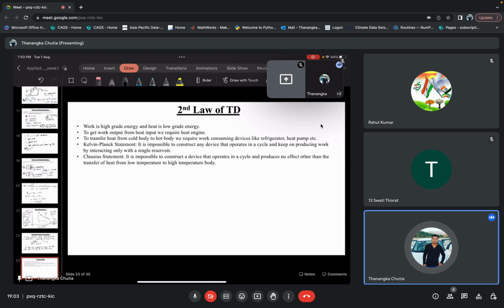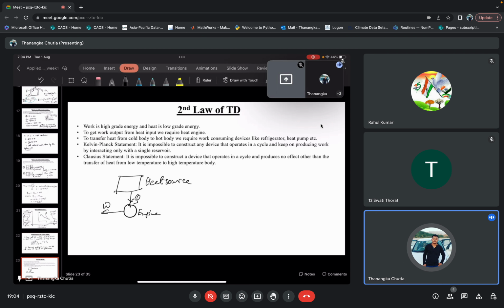So this is the first point, which I have already told you, that work is a high grade energy and heat is a low grade energy. Now I have told you that if you heat something, the work output will not come suddenly. Suppose you have a heat source here. You can extract as much heat as you want from here, but extracting heat will not produce any kind of work until you put some engine here, which will extract heat and produce some amount of work.